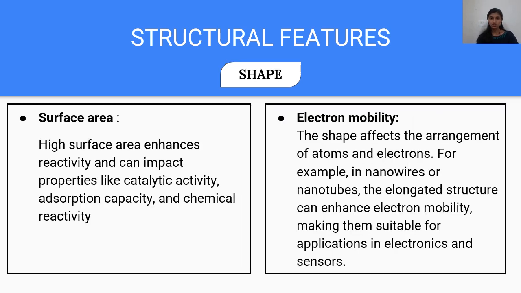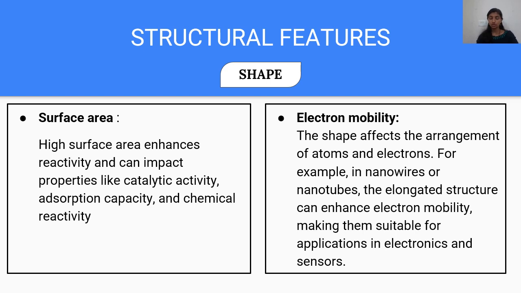Now we see how the shape of the material influences the properties. To begin with, we'll discuss the surface area. As we know, different shapes result in variation in the surface area to volume ratio. High surface area enhances the reactivity and can impact properties like catalytic activity, adsorption capacity, and chemical reactivity.